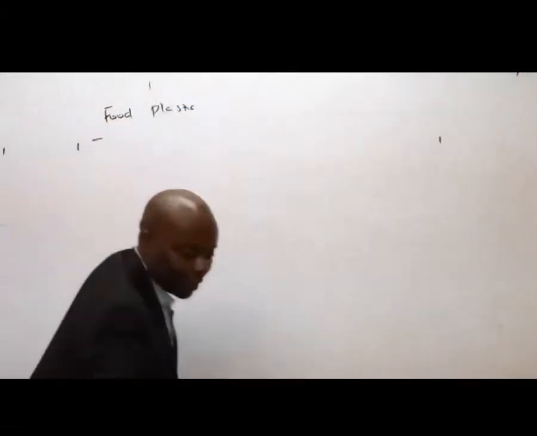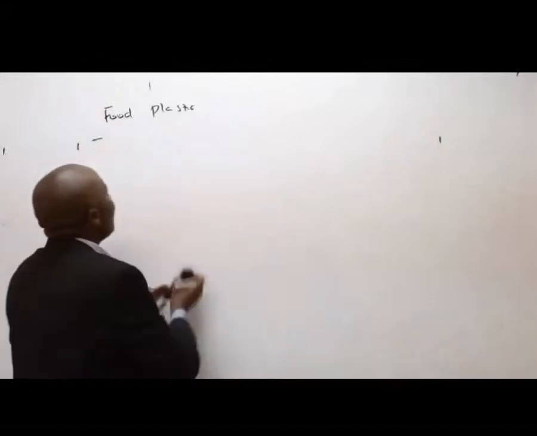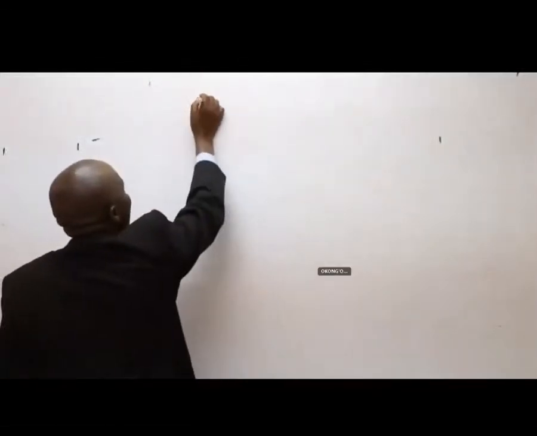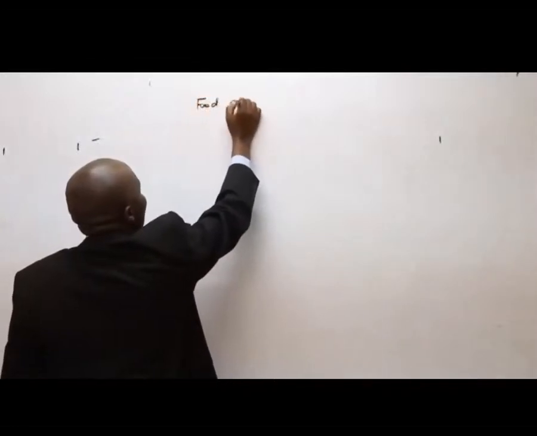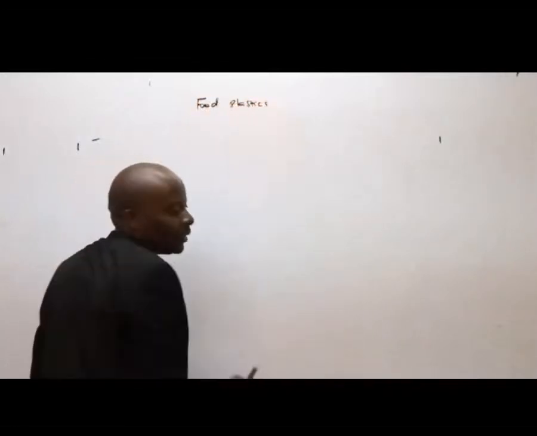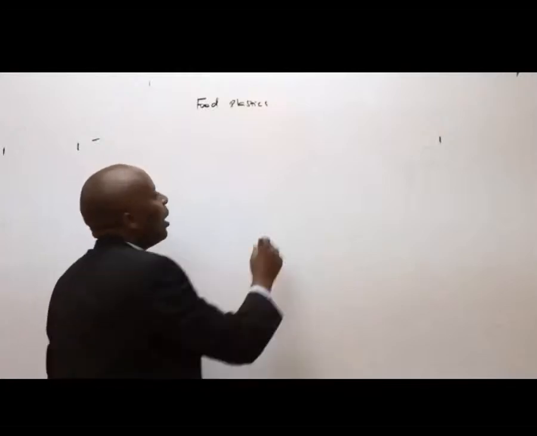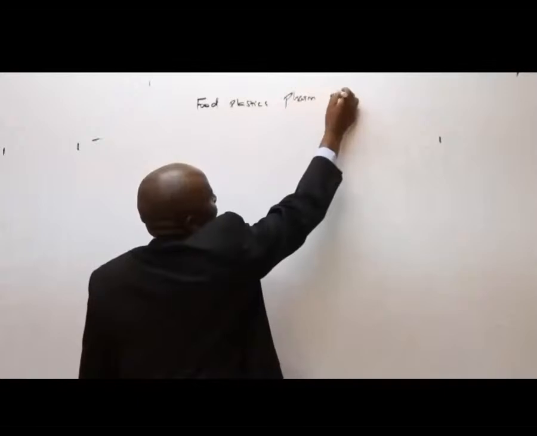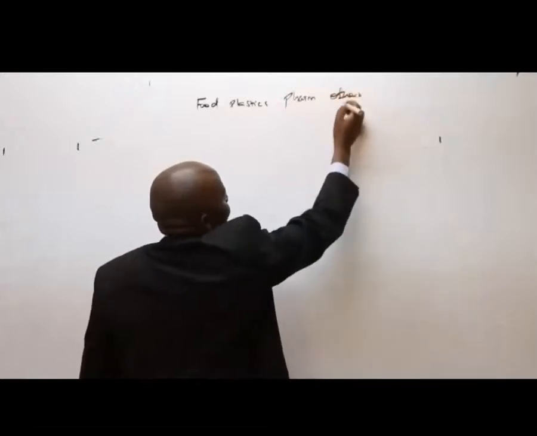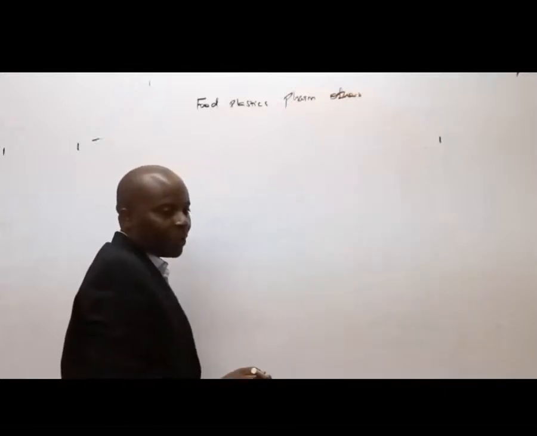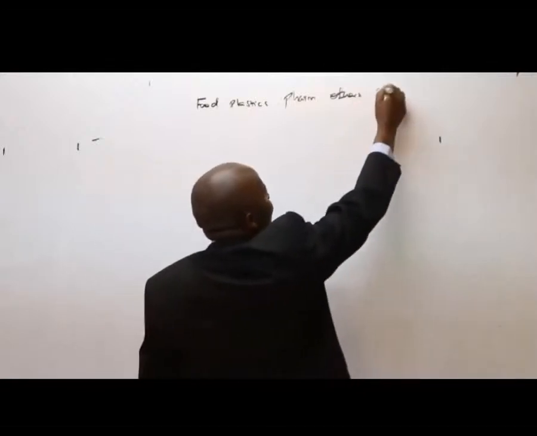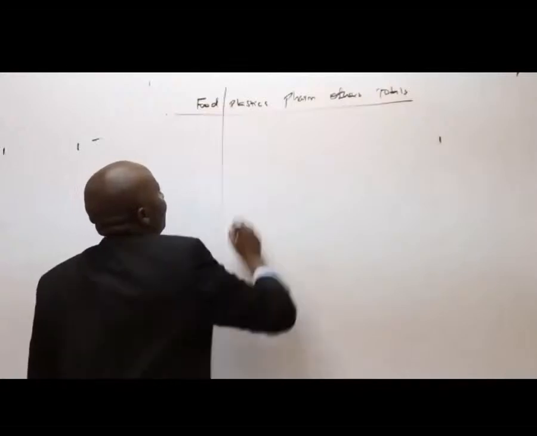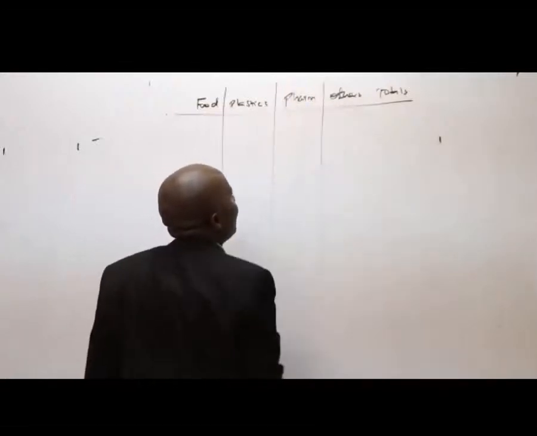I should not have written at the corner there so much. I should at least leave some space there. So we have food, we have plastics, we have a farmer, and then we have what has been aggregated together, the small ones, as others, and then of course we have the totals.